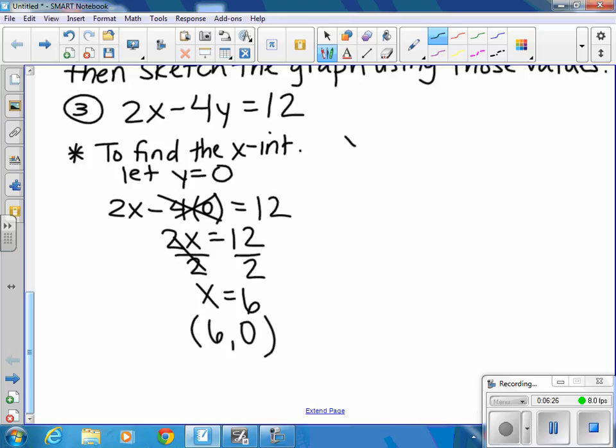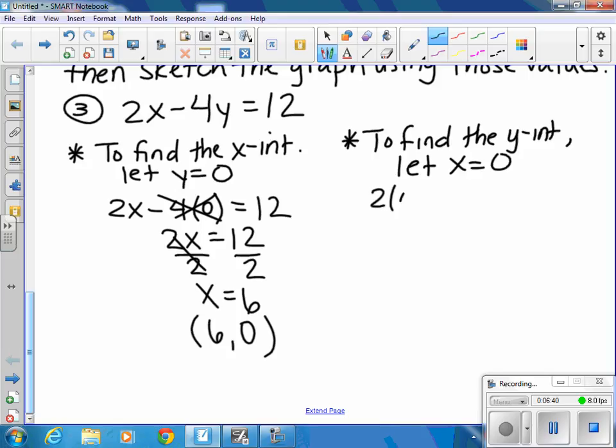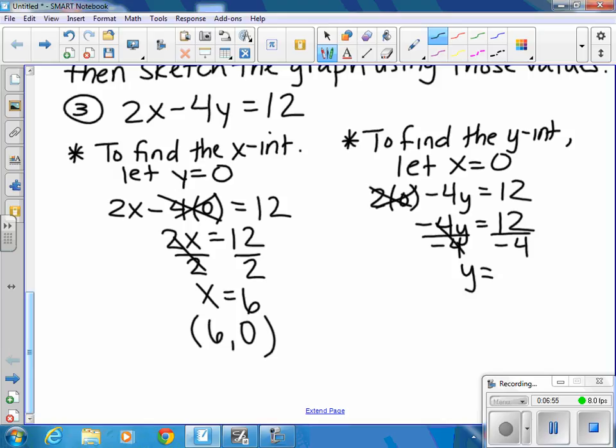All right, so to do the y-intercept, we're going to do the reverse. We're going to let x equal 0 this time. Same equation, but this time the x turns to 0 and the y stays. So we have 2 times 0 minus 4y equals 12. Again, 2 times 0 turns into 0, so pretty much it goes out of the problem. You have negative 4y equals 12. Solve it by dividing by negative 4, and you get y equals negative 3.